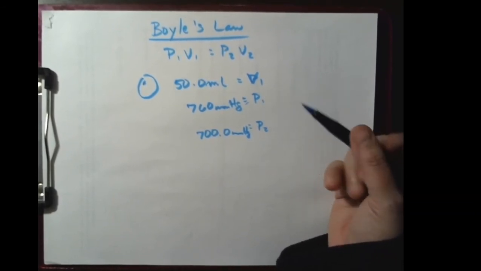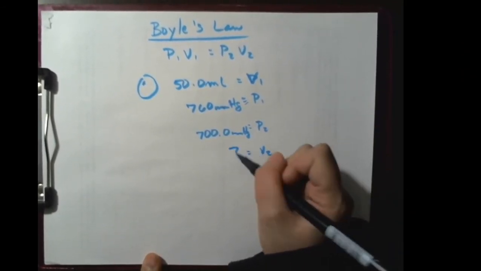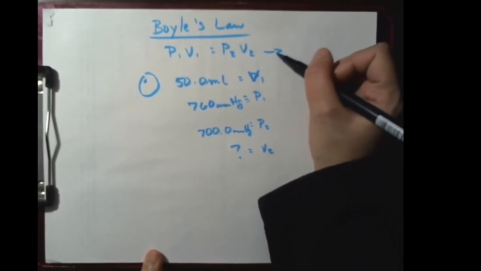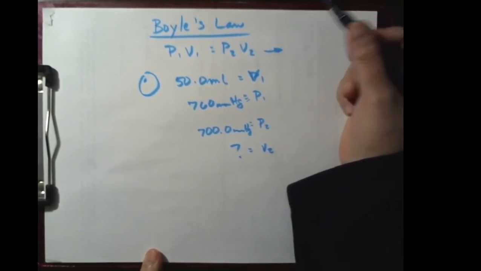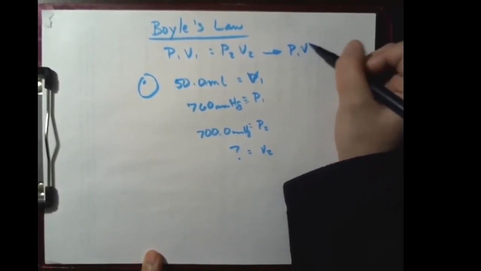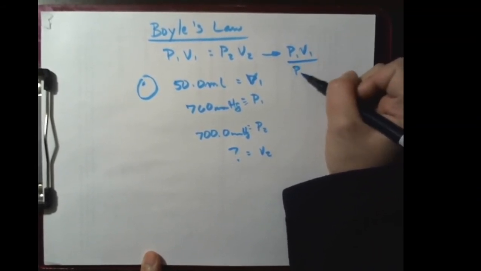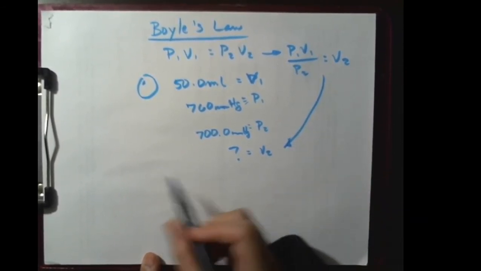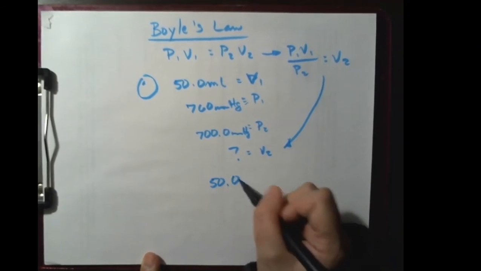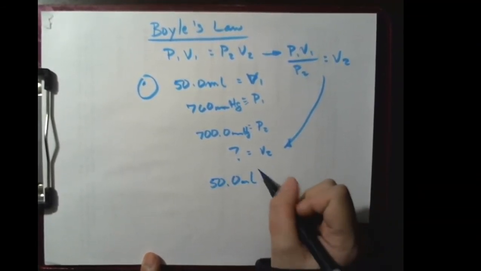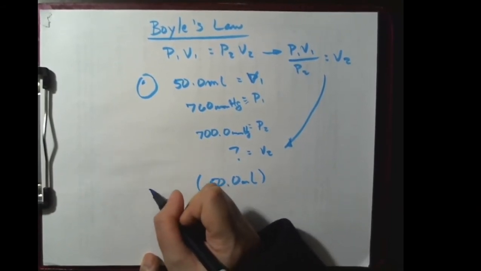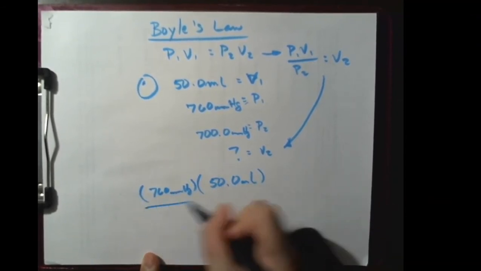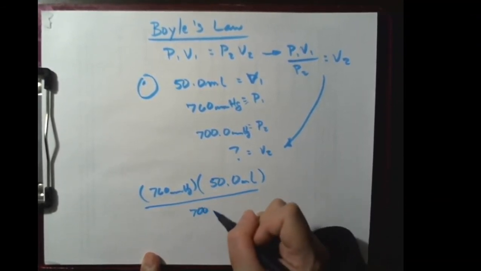Now, what is this new volume? So we're looking for the final volume. And again, we're going to manipulate the formula so that we can isolate this right here. So, same one as we used last time. Okay. Now let's figure this out. Just plugging it in. 50 mLs times 760, and divide that by 700.